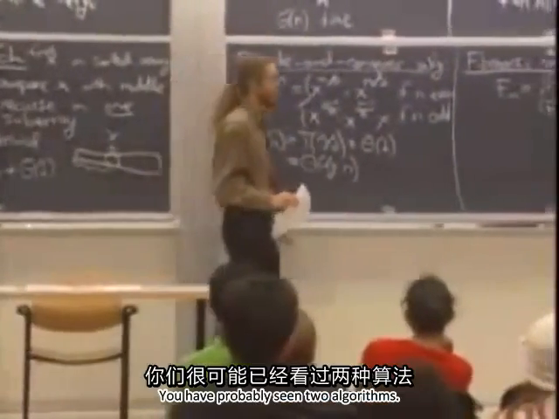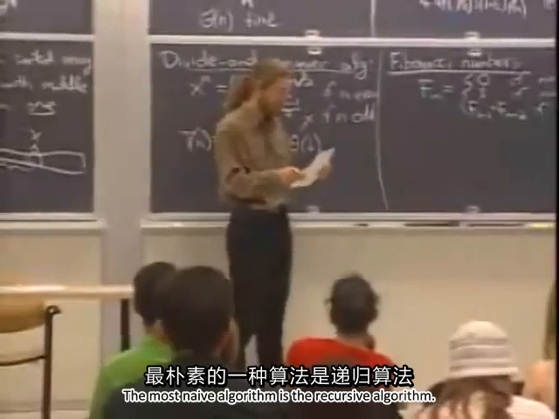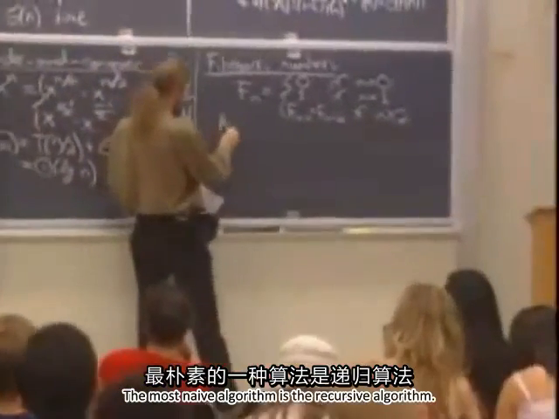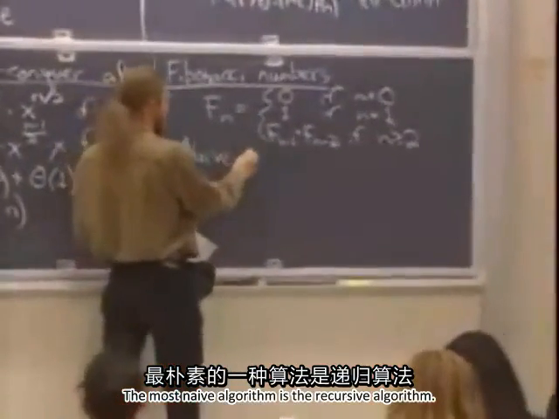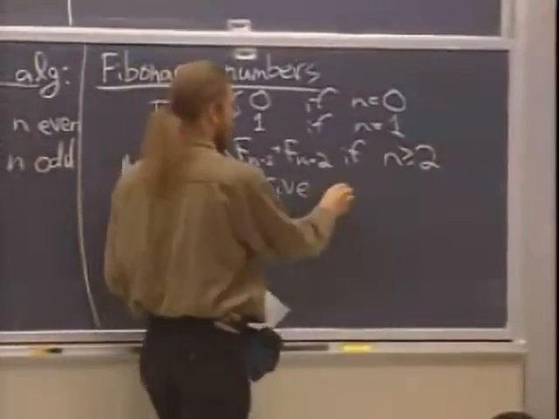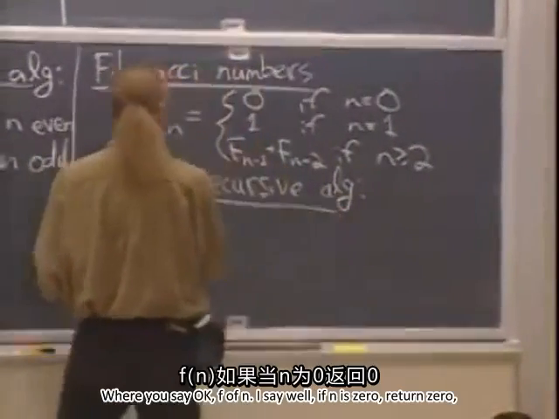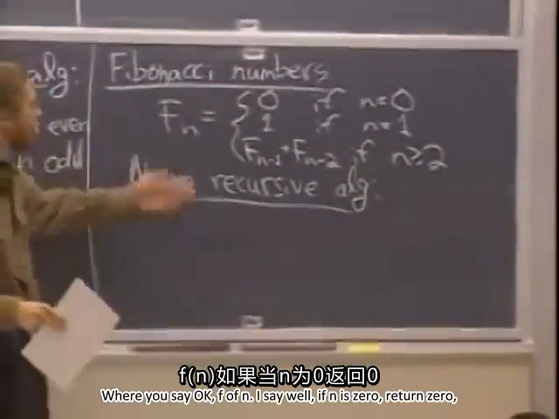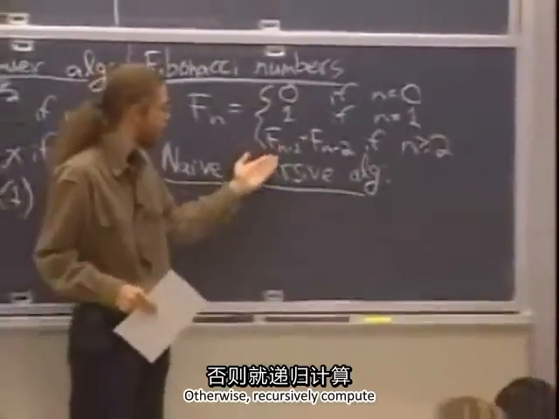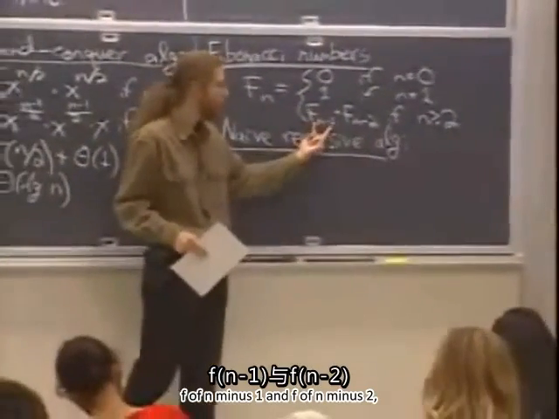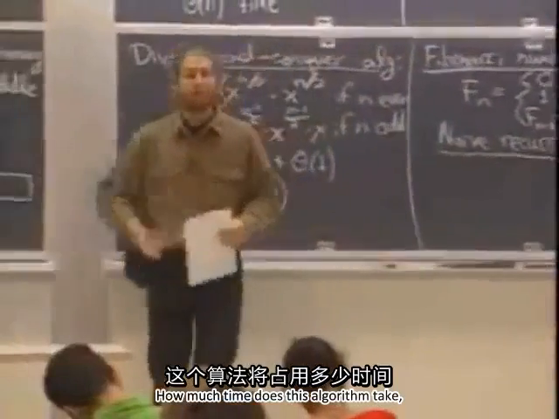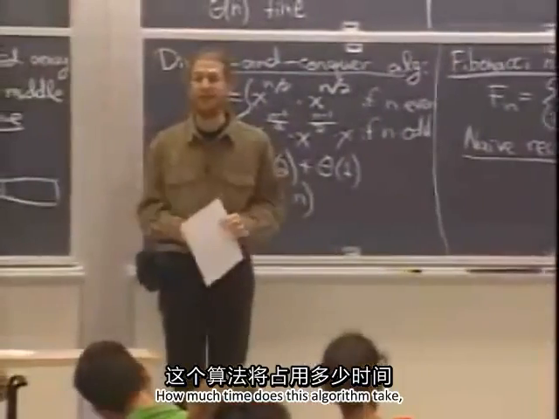You've probably seen two algorithms. The most naive algorithm is a recursive algorithm where you say, okay, f of n: if n is 0, return 0. If n is 1, return 1. Otherwise, recursively compute f of n minus 1 and f of n minus 2, and add them together. How much time does this algorithm take?